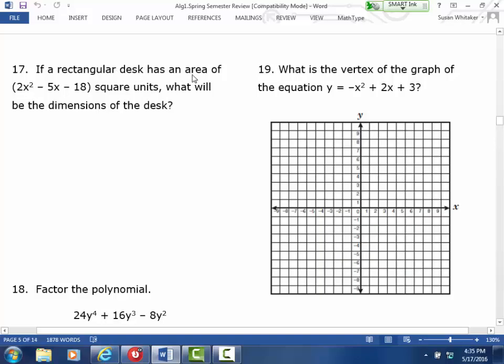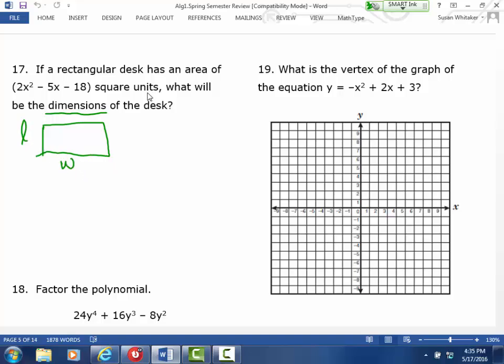If a rectangular desk has an area of 2x squared minus 5x minus 18 square units, what will be the dimensions of the desk? The dimensions of the desk are the length and the width, because it's a rectangle. So we're trying to find out what those dimensions would be. We know that area is found by multiplying these two together. So we have to multiply two things together to get 2x squared minus 5x minus 18.